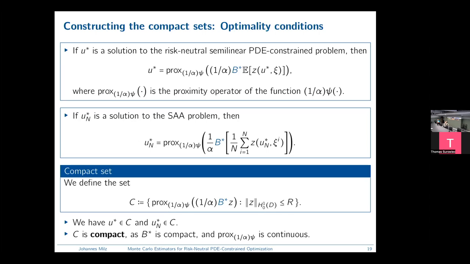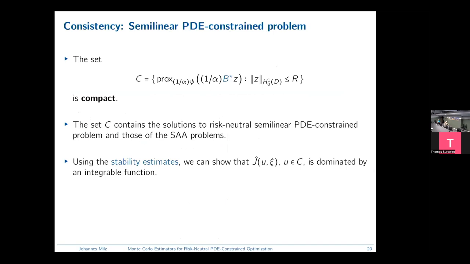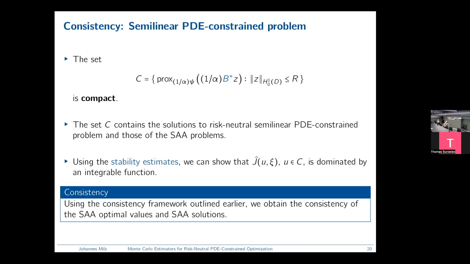And a quick summary. We have found our compact set. This compact set contains the solutions to the true problem and the solutions to the SAA problem. And using the stability estimates I've shown you earlier, we can also show that our objective function, so this J hat is our reduced parameterized objective function, is dominated by some integrable random variable. But this is something that we also need to verify in a finite dimensional setting, so I don't go into that. And using this construction, we obtain a consistency of SAA optimal values and SAA solutions. Okay.